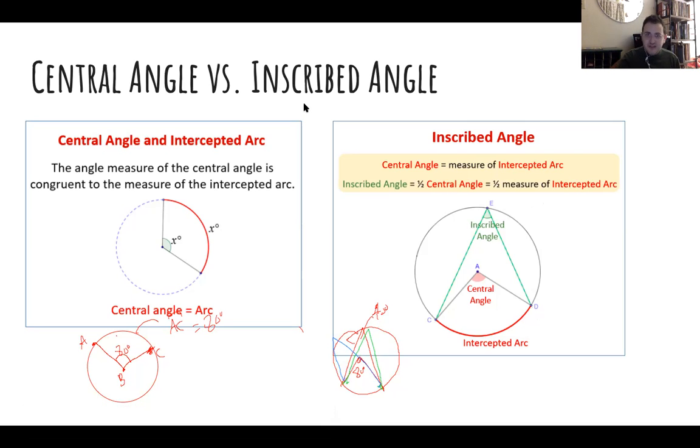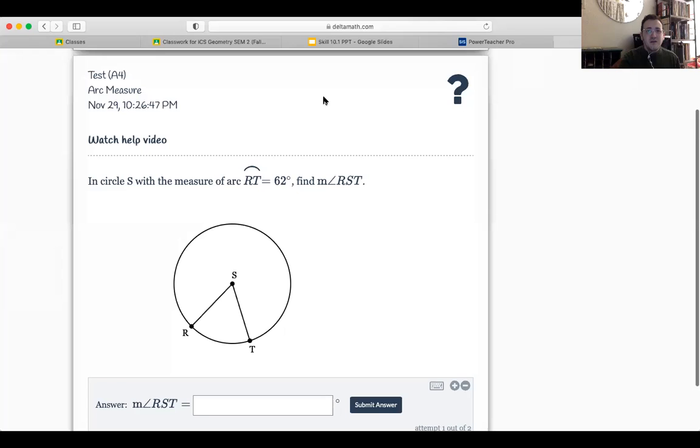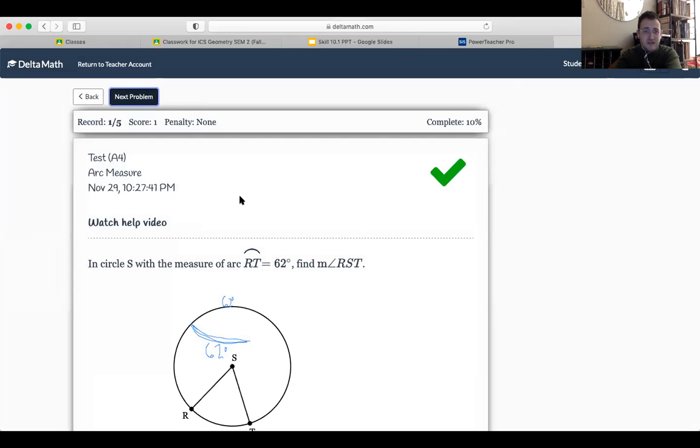Now, let's look at some Delta Math problems and see what they look like. All right, let's take a look at this arc measure problem. This says that arc RT is 62 degrees, and it's asking us to find the measure of the central angle. This arc here is 62 degrees, and remember, the central angle is exactly the same. It should go nice and quick if you know your central angle. So I just put 62. Good.